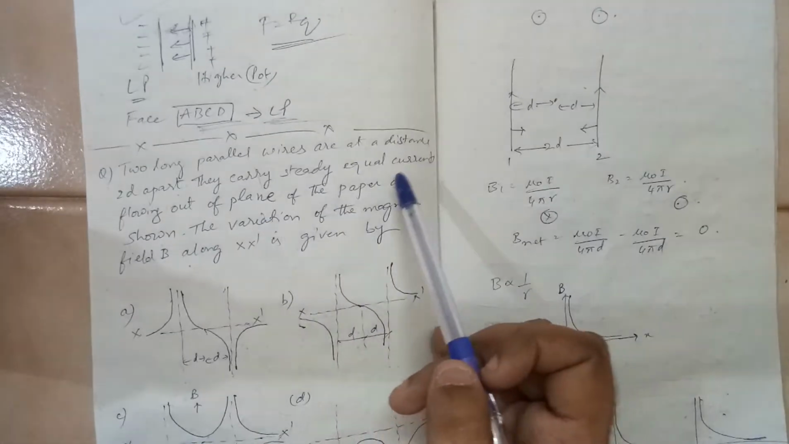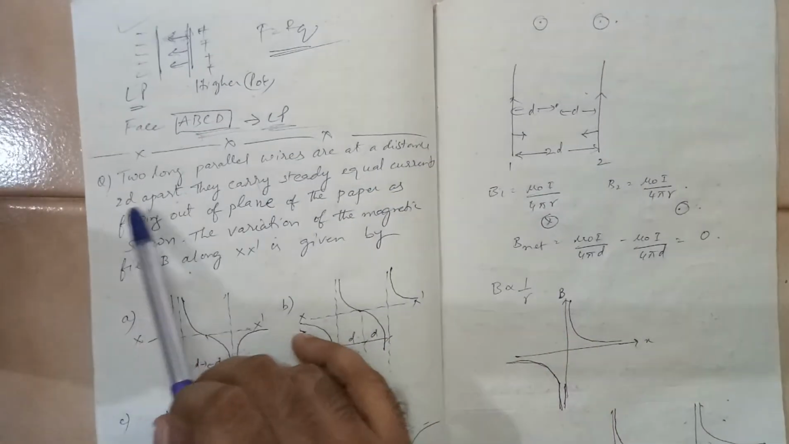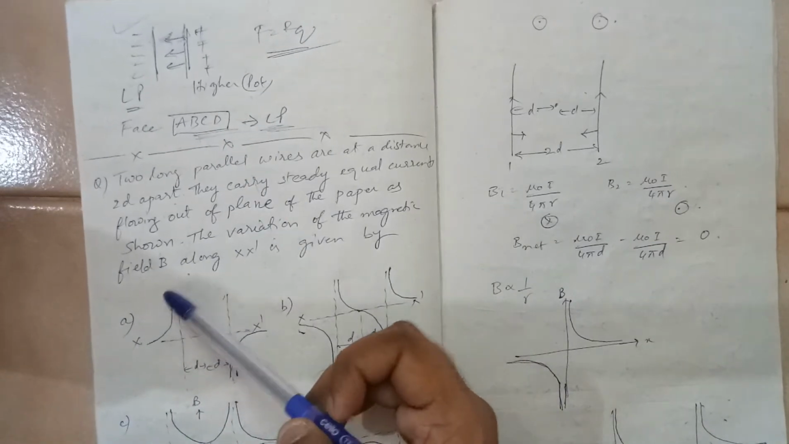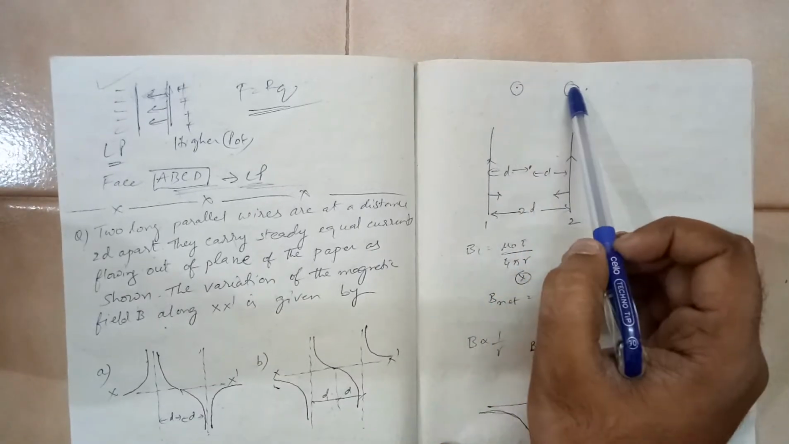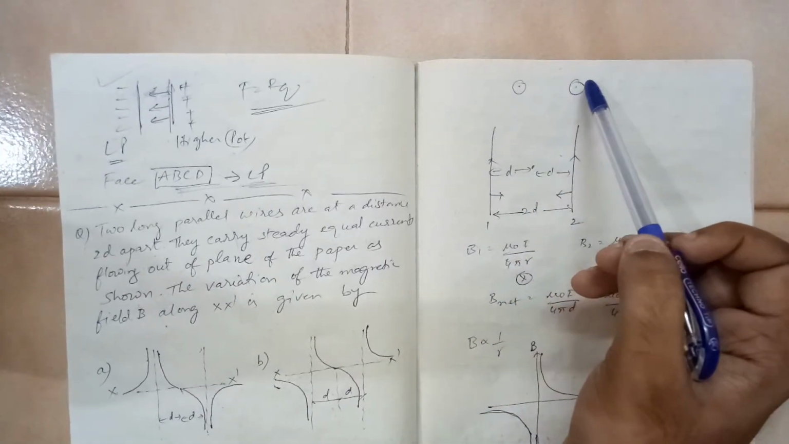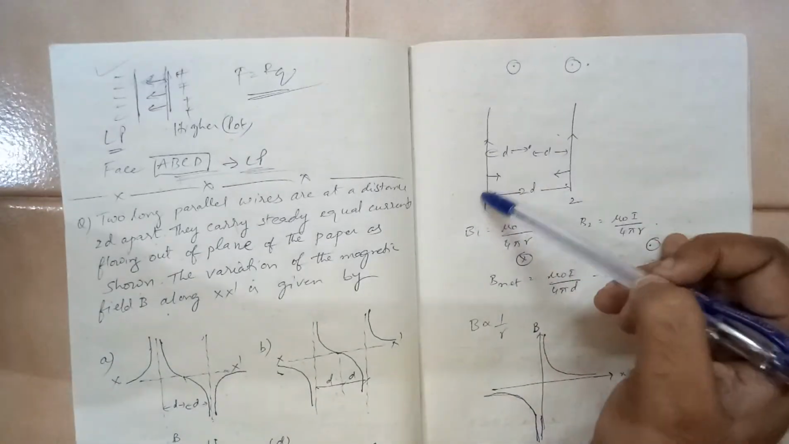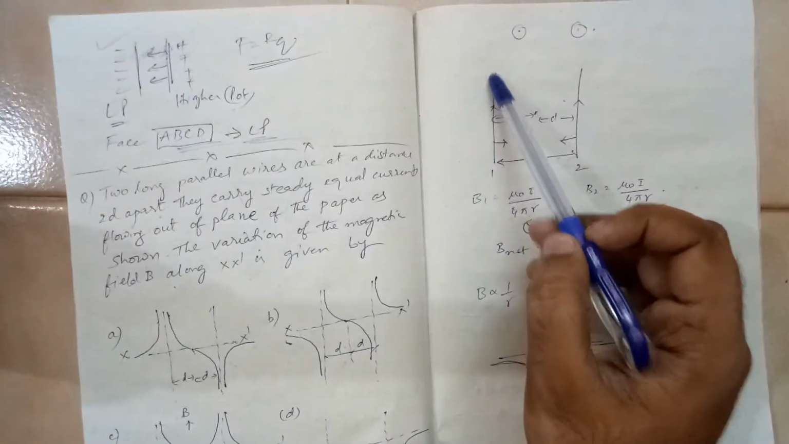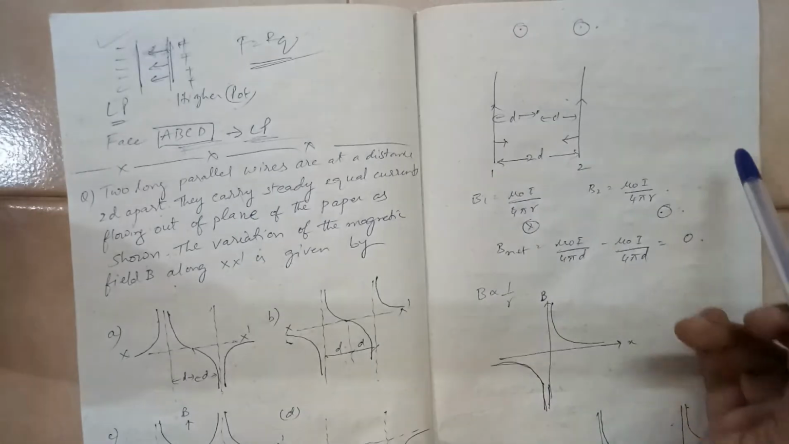Now there is a magnetic field given, and there are two long wires given, and they are out of the plane of the paper. So it is like this, dot. There are two wires which are out of the plane of the paper. Here we have to find the variation of B. So the two long wires are like this, separated by a distance 2d.